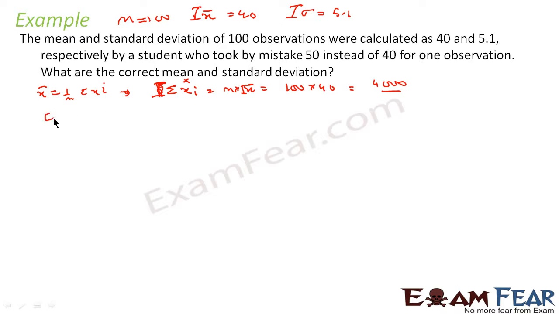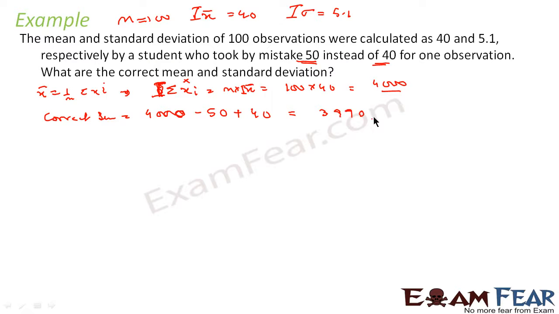Now the correct sum, what is the correct sum? From 4000 you subtract 50 and you add 40. Why? Because this guy mistook 50 instead of 40. The correct value was 40, so we'll add 40, and the incorrect value was 50, so we'll remove the 50. In a bucket, if one thing is wrong, you take out the wrong thing and put in the right thing. So the correct sum is nothing but 3990.